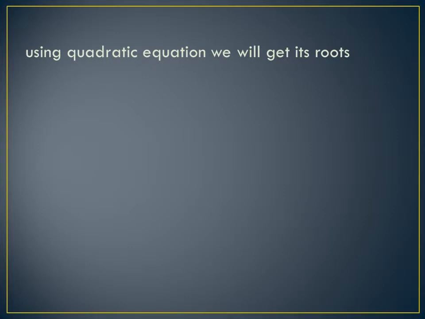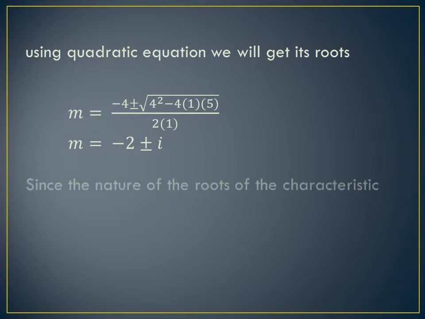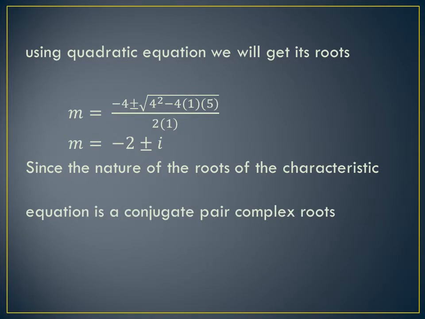Using the quadratic formula, we will get its roots. m = (-4 ± √(4^2 - 4·1·5)) / (2·1). Our m would become -2 ± i. Since the nature of the roots of the characteristic equation is a conjugate pair of complex roots, m1 = -2 + i and m2 = -2 - i.